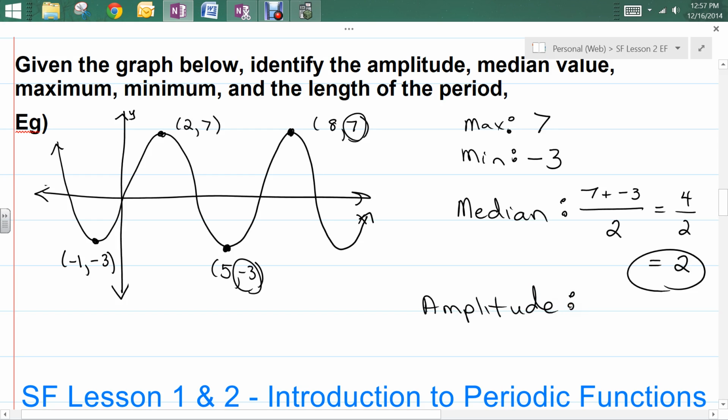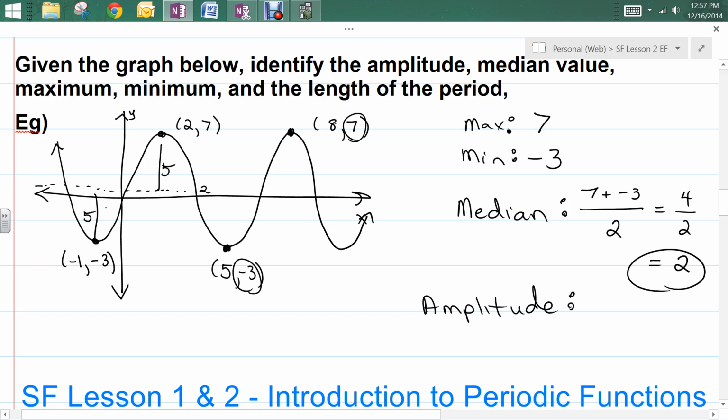Now the amplitude is the distance from the median to the top or from the median to the bottom. And if you've done the median right, it's always going to be the same. Always, always, always. Okay, that's the definition of middle. So if my median is this dotted line here, which is at 2, then I'm 5 from the top, or I'm 5 from the bottom. Either way, the amplitude is 5.